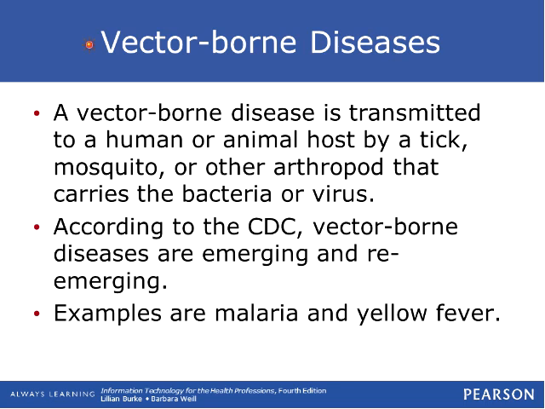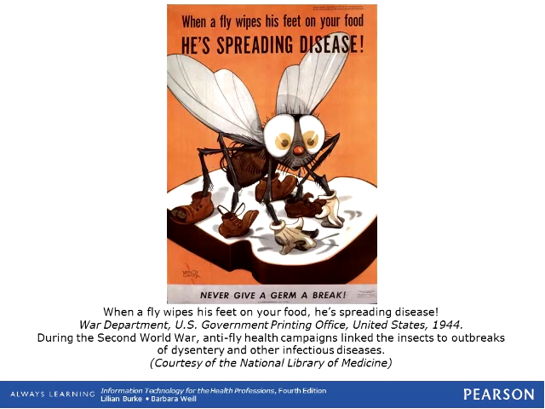Public health also looks for vector-borne diseases, which are transmitted to humans or animals hosted by a tick, mosquito, or another arthropod that carries a bacterium or virus. According to the CDC, vector-borne diseases are emerging and re-emerging. Some examples are malaria, yellow fever, West Nile virus, and on and on. And you see that flies are still important in spreading disease, and limiting them is important.